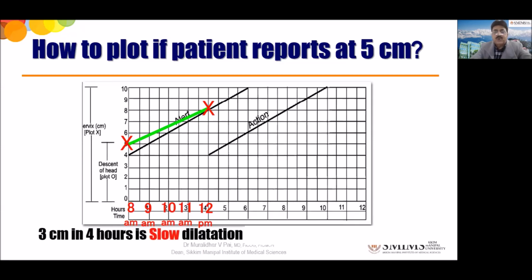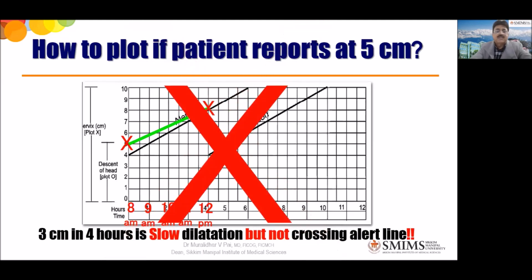But actually, you know that 3 centimeter dilatation in 4 hours is actually slow dilatation. It's going towards prolonged labor, but it has not crossed the alert line. It is wrong. This is not the way to plot.